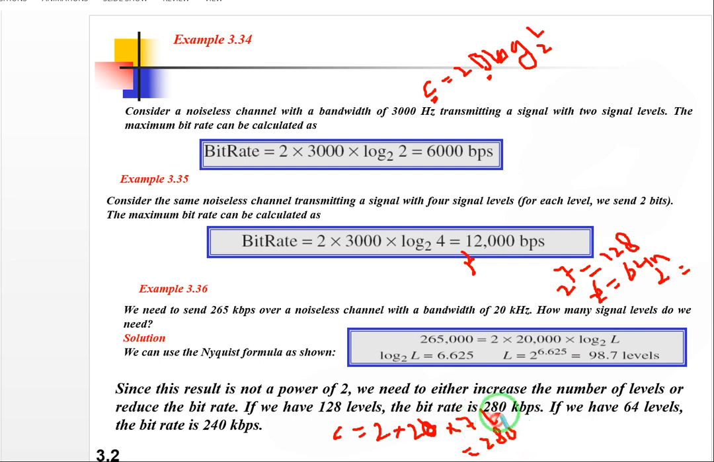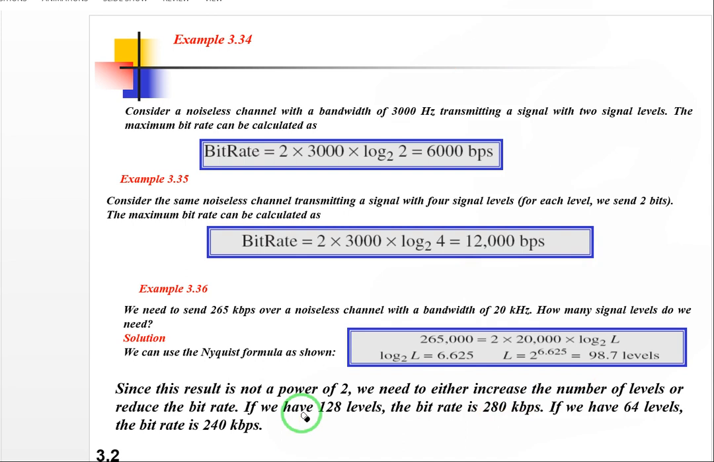Because 2 raised to power 7, the 7 comes out, and log2 of 2 is equal to 1. So 280 kilobits per second. For 64 levels, again it's 2 raised to power 6, so 6 will be here, then it will be 240 kilobits per second. This is just simple mathematics. The conclusion of this question is that when you reduce the number of levels, you are reducing your bit rate. This is the basic conclusion.